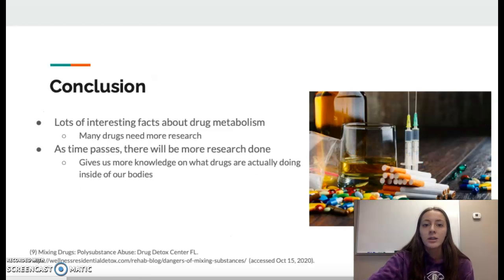In conclusion, there are far more interesting facts about drug metabolism, as well as many drugs that still need more research. But as time passes, there will be more research done, and this will give us better understanding and more knowledge on what drugs are actually doing inside of our bodies.